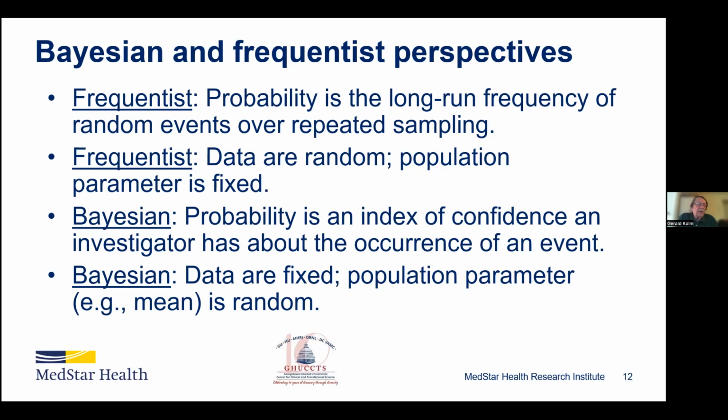But in Bayesian statistics, sort of the opposite is true from the frequentist perspective. The data are viewed as fixed because that's what you have, that's what you've collected. But the population parameter that you're estimating is random. You're going to treat that as a random variable. Whereas in the frequentist perspective, the parameter that you're interested in is fixed. In other words, there's a true mean or a true proportion in the population.